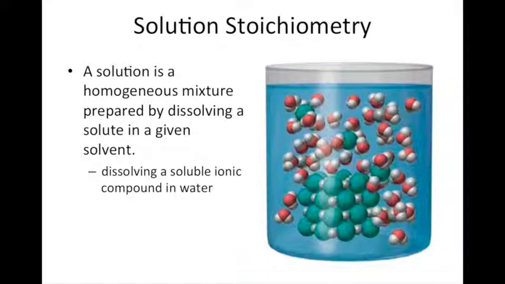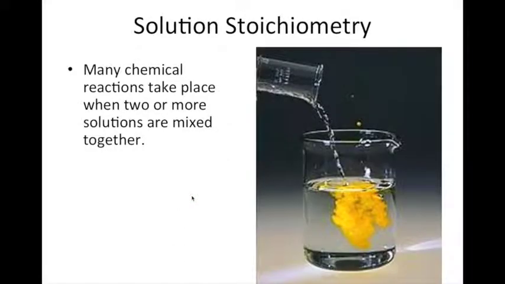In this video, we're going to discuss solution stoichiometry. So we know that a solution is a homogeneous mixture prepared by dissolving a solute in a given solvent. For example, we may dissolve an ionic compound in water in order to produce a solution. Many chemical reactions take place when we have two or more solutions that are mixed together.